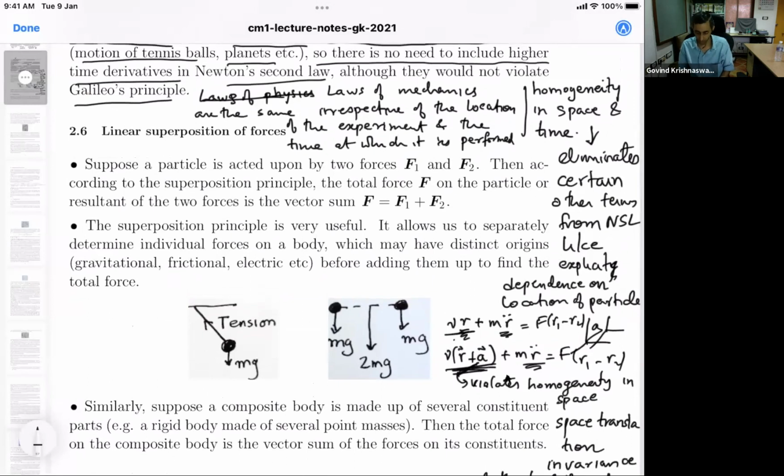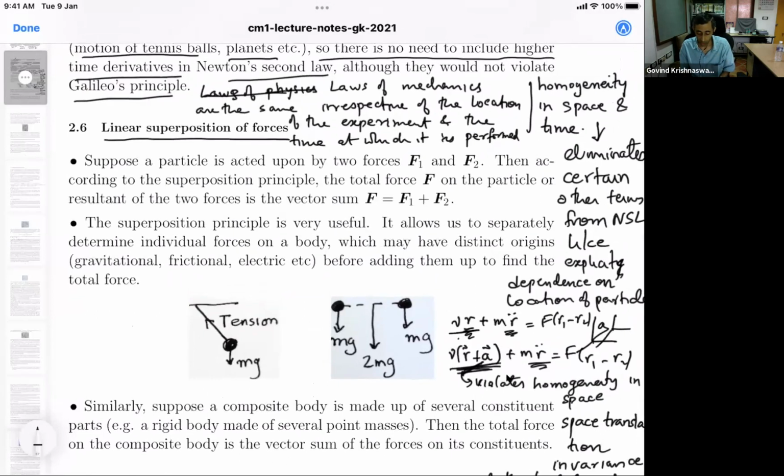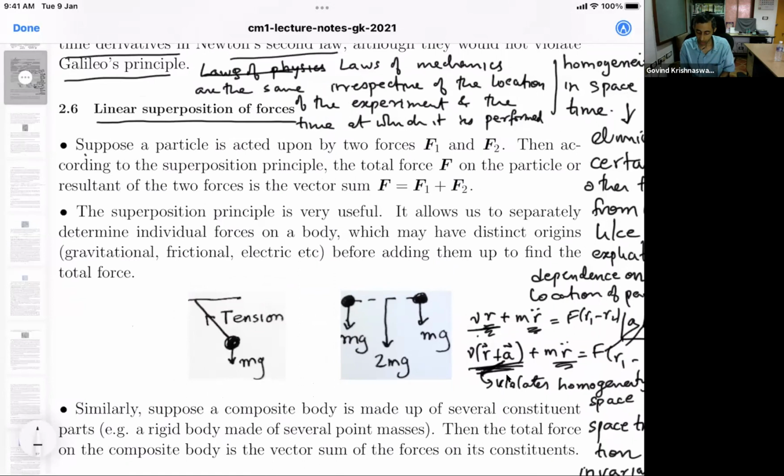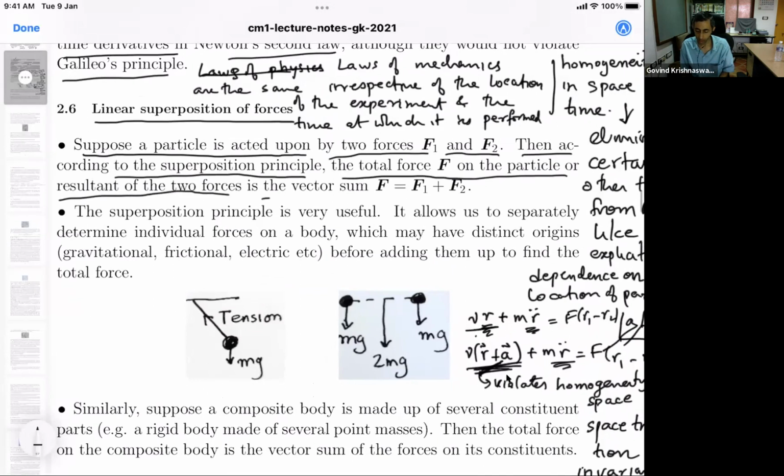The remaining few minutes concern the linear superposition of forces. This is also an important principle. Suppose a particle is acted upon by two forces, F1 and F2. Then according to the principle of superposition of forces, the total force on the particle, or the resultant of the two forces, is the vector sum F equal to F1 plus F2. This is of course familiar to many of you, but it is important to state it because without that, we cannot work with multiple forces.